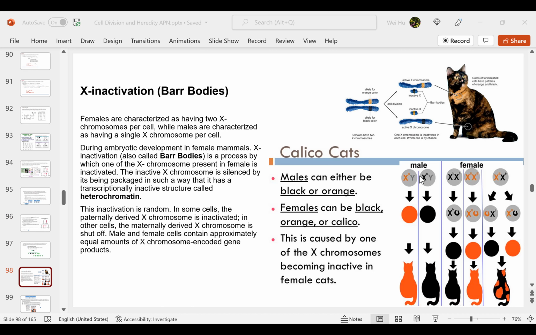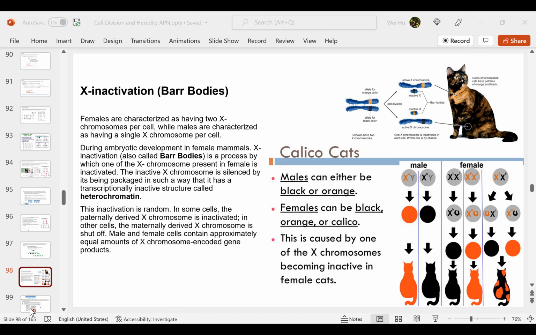So how about the male? In the male, you have only one X chromosome and one Y chromosome, so the X has to be on duty. It cannot take a break. Therefore, if the boy has an orange X, they show orange. If they have a black X, they show black. You only have a simple color for the male because you only have one X, okay?